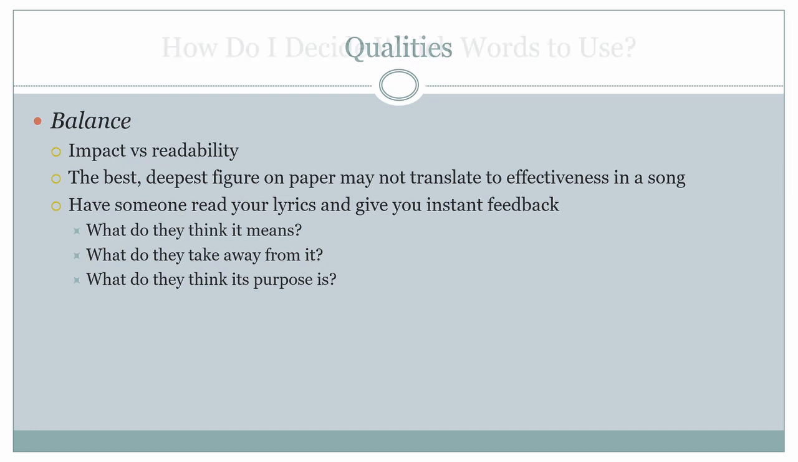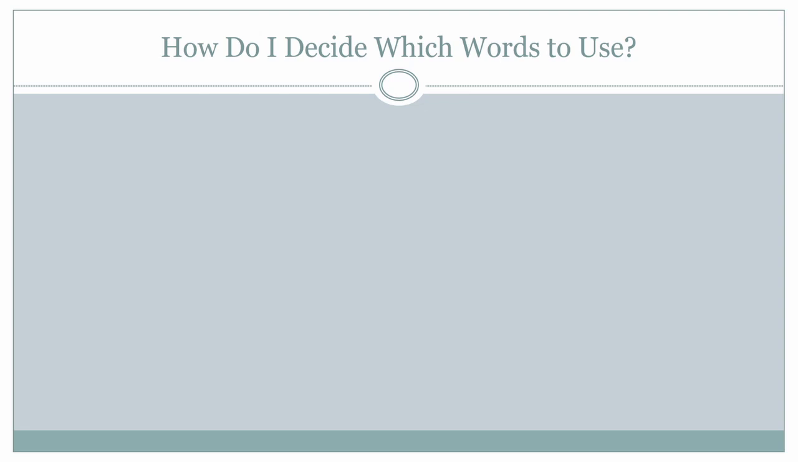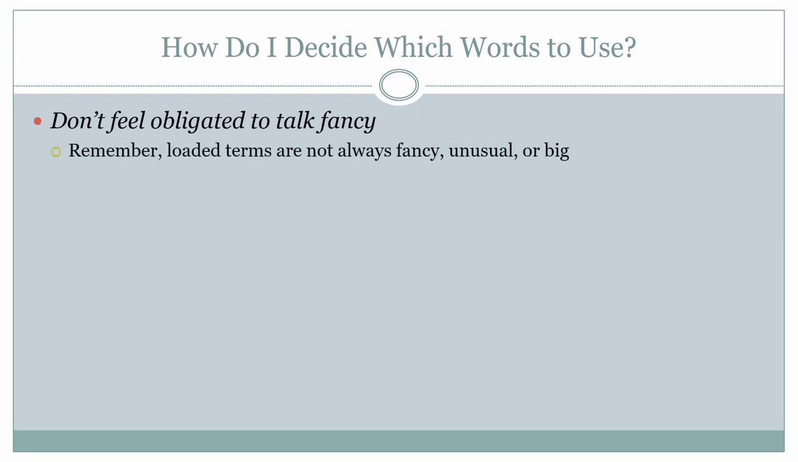So with all of these considerations in mind from this lesson and from the poetic language lesson previously, how do we decide which words to use? Number one, don't feel obligated to talk fancy. Remember, loaded terms, powerful terms are not always fancy, unusual, or big. That's not a requirement for a good song. In fact, you could probably take a good song and mess it up by using too many big words.